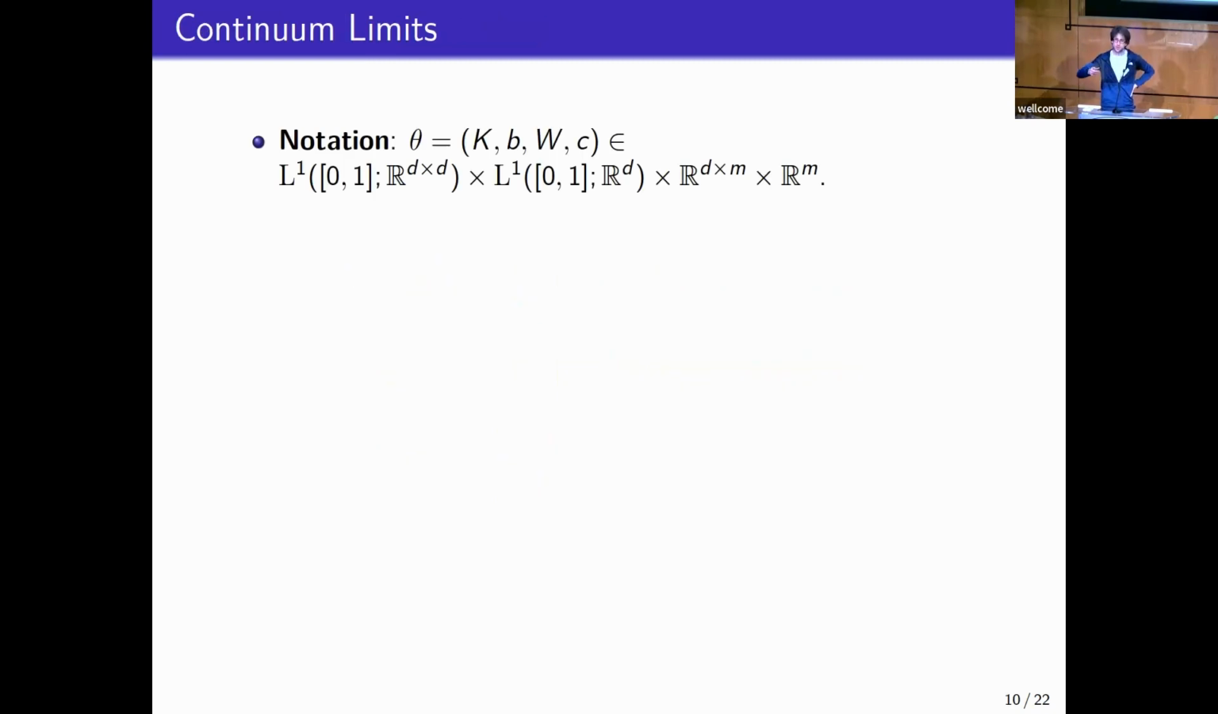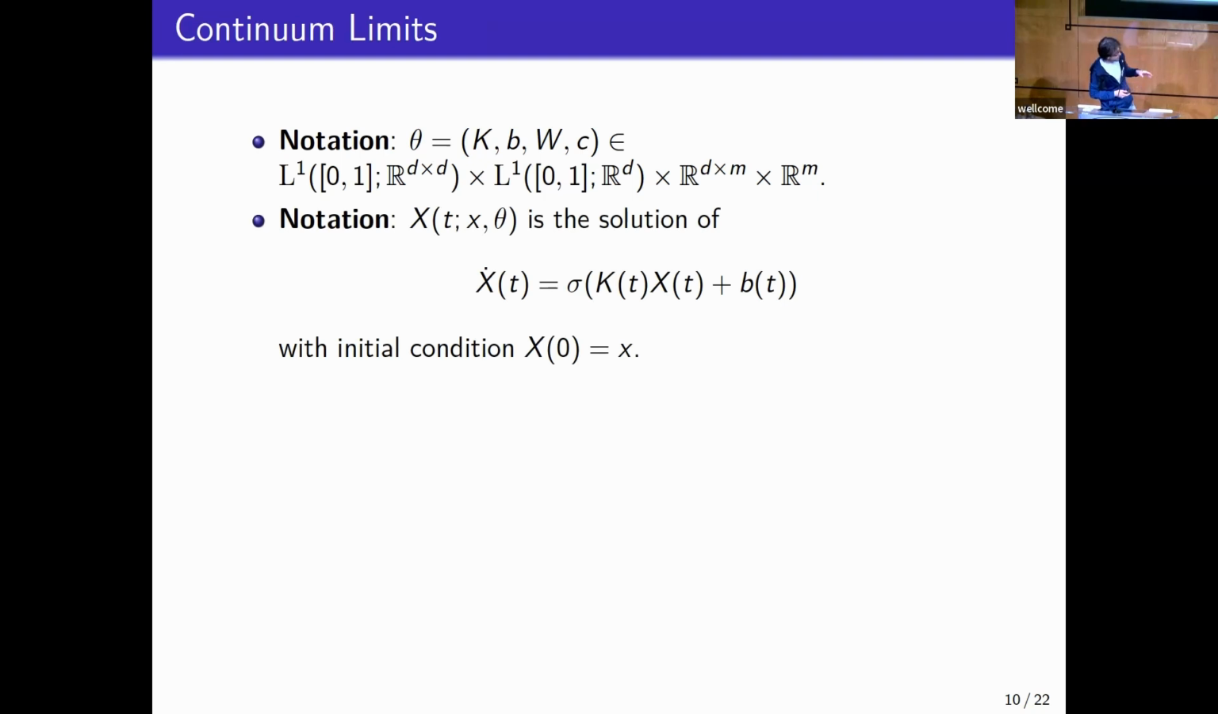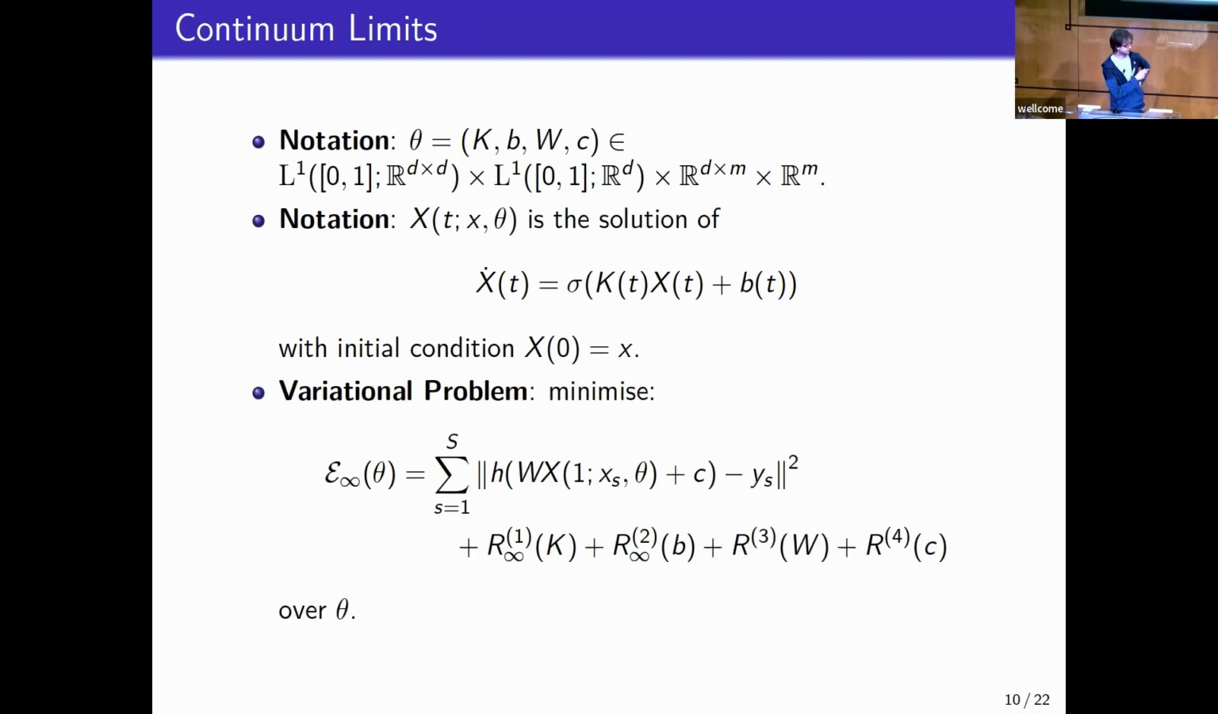Now we can essentially do all the same things, but in the continuum setting. My K and my B are now functions on 0, 1, where K is matrix valued and B is vector valued. My W and my C are in the same space as before. Instead of x_n, I now just have x, the solution to this ODE with initial condition x(0) equal to x, and of course it depends on the choice of parameters.